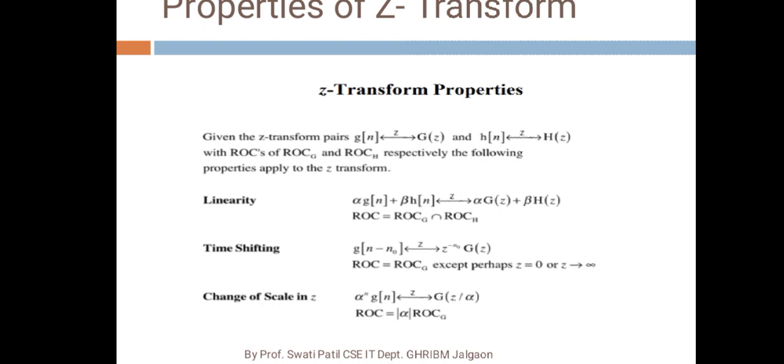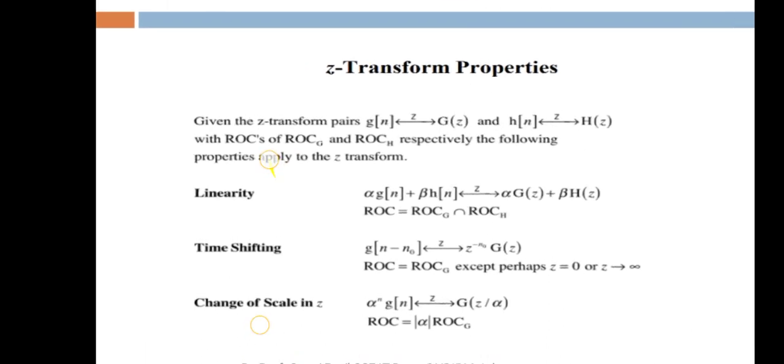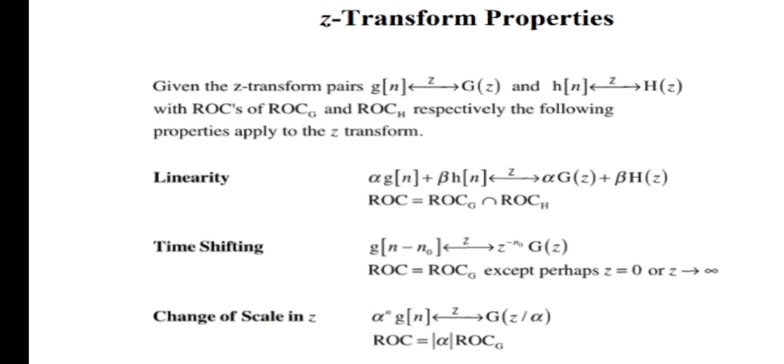Next property is the time shifting property. So here we are shifting the time by n0. So let us see what is the time shifting property. g[n minus n0], after applying Z transform, we get z raised to minus n0 G(z), and ROC equal to ROC of G, except z equal to 0 or z tends to infinity. So this is the time shifting property.